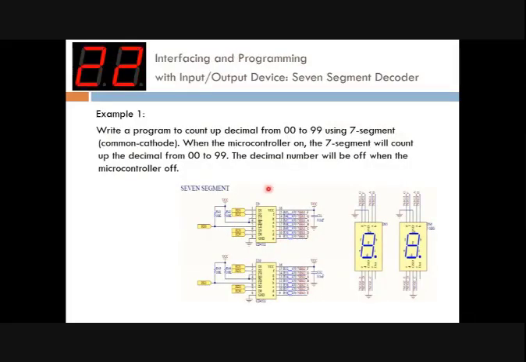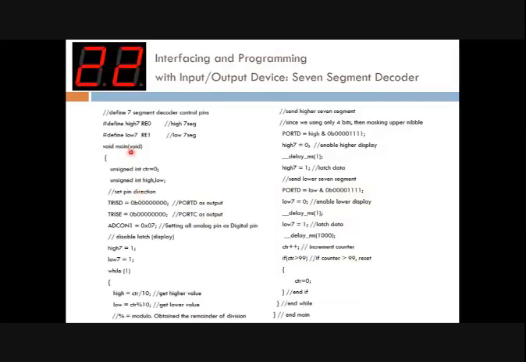So for this example, write a program to count up decimal from 00 to 99 using 7 segments. So we need to use 2 7 segments to display 2 digits. The configuration is common cathode. This means you need to give 1 in order to turn on the 7 segment. When the microcontroller turns on, the 7 segment will count up from decimal 00 to 99, and only turn off if the microcontroller is turned off. So this is the program.